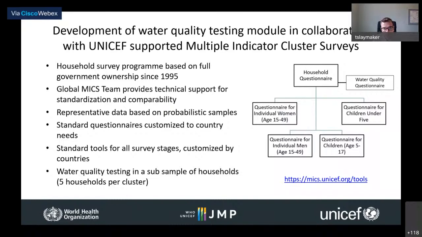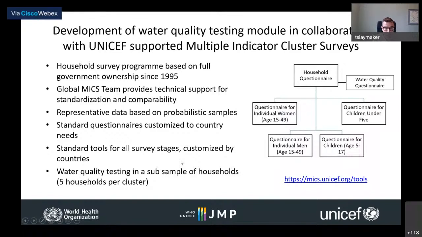So the JMP has been working with the UNICEF-supported MICS program, which supports household surveys around the world and has been doing so since around 1995. There is a global team that provides technical support in order to standardize and ensure that the results are comparable. All of these surveys are generating representative data on probabilistic samples. There are standard questionnaires that are then adapted to country needs, and there are standard tools for each stage of the survey.